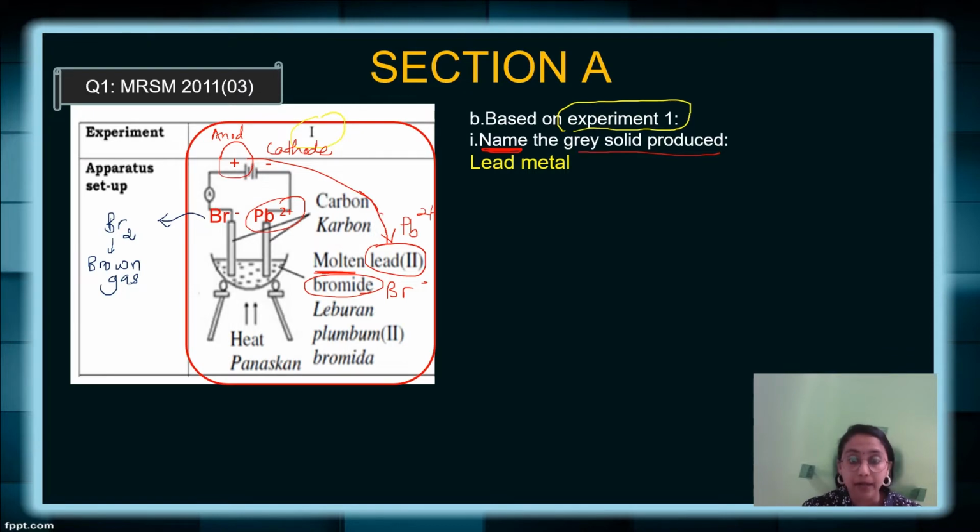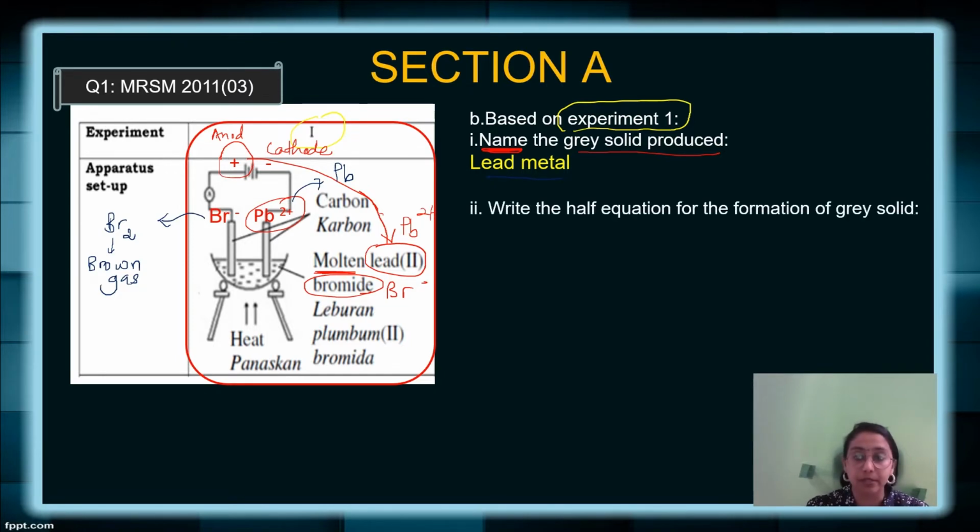Okay, but look at the cathode now. When lead-2 ions discharge, they will form lead metal or lead atoms. So the lead atom is the gray solid. Here they want you to name the gray solid produced. So the product they are mentioning here is lead. You can write lead metal, or you can say just lead. You will be able to get full marks.